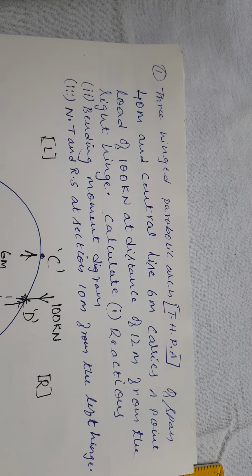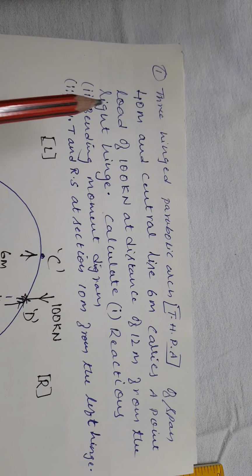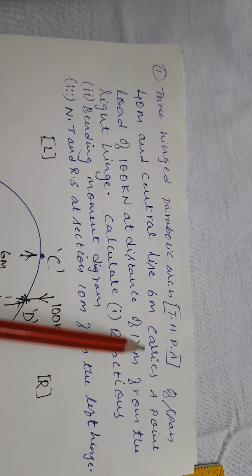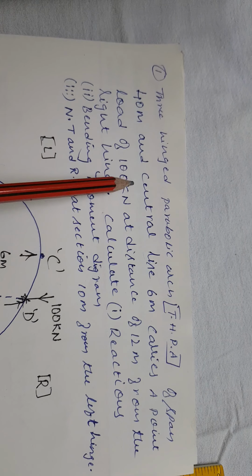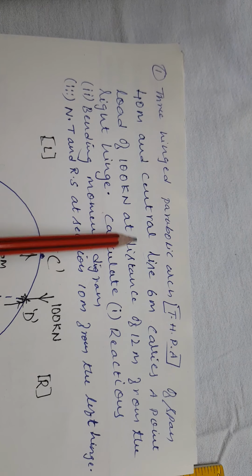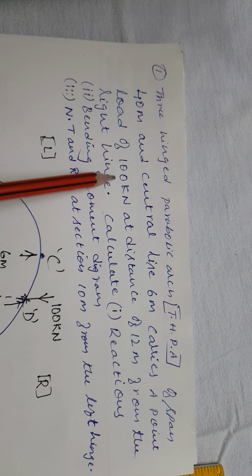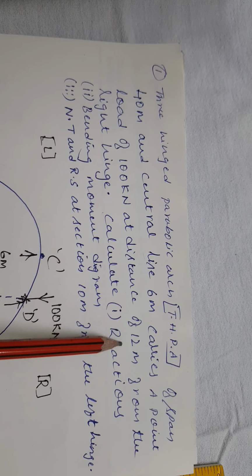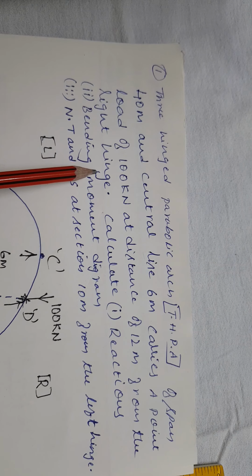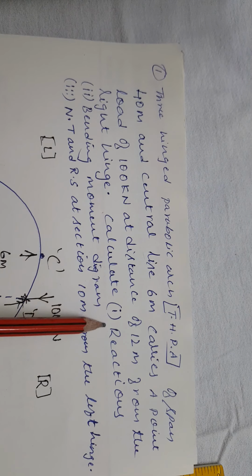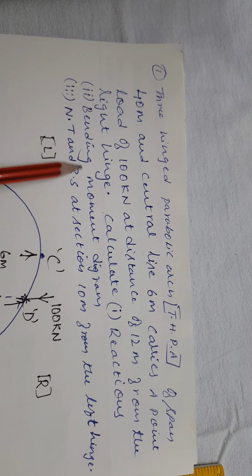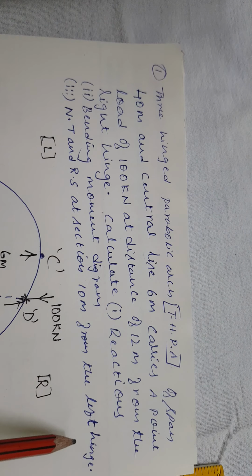In the question, it is clearly given: a three-hinged parabolic arch of span 40 meter and central rise of 6 meter carries a point load of 100 kilonewton at a distance of 12 meter from the right hinge. Calculate: 1. Reactions. 2. Bending moment diagram. 3. Normal thrust and radial shear at the section 10 meter from the left hinge. Okay, this is the basic question related to the analysis of an arch.